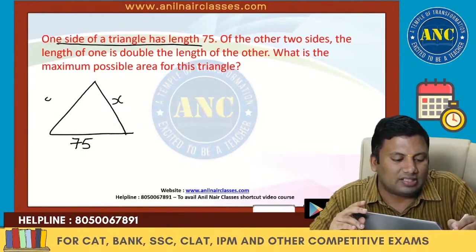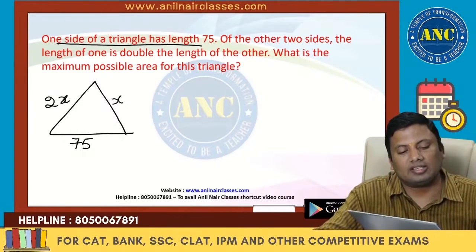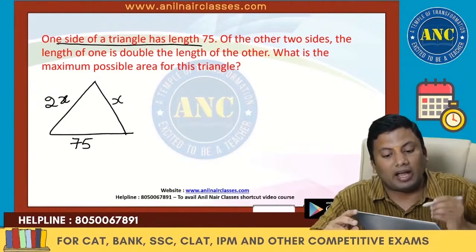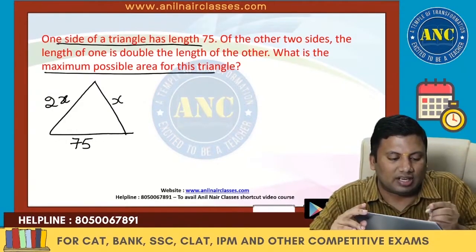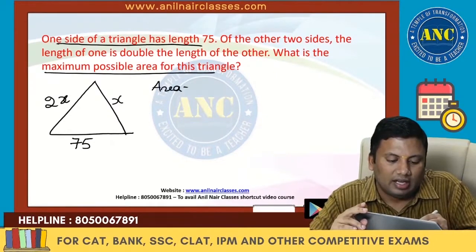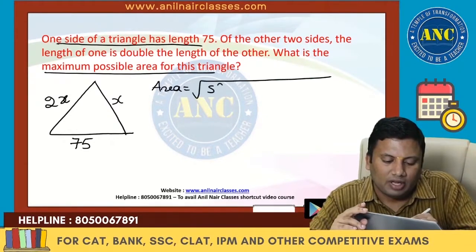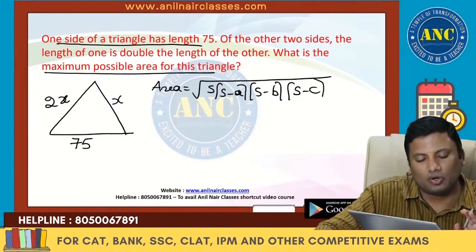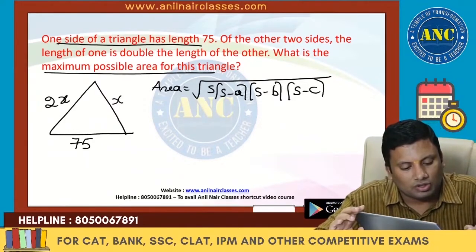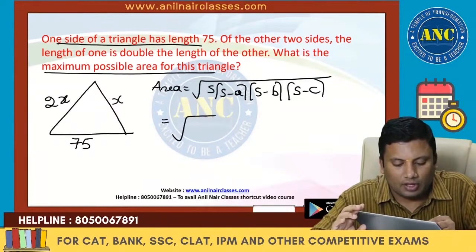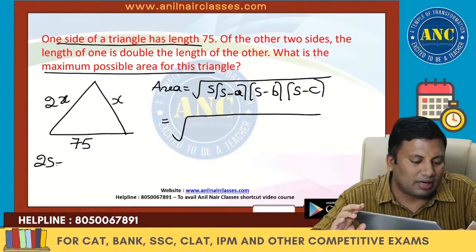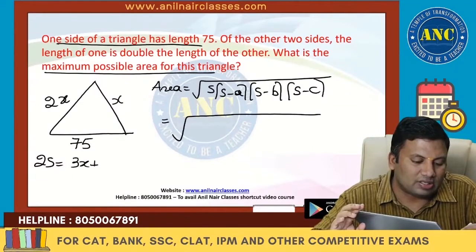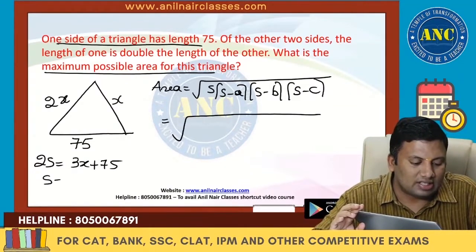If the length of one side is x, the next one is 2x. So what is the maximum possible area of this triangle? The area of a triangle is given by Heron's formula, root of s into (s minus a) into (s minus b) into (s minus c). Only one side is known to us. The other two sides we don't know. So 2s is the perimeter, which is 3x plus 75. So s is (3x plus 75) by 2.